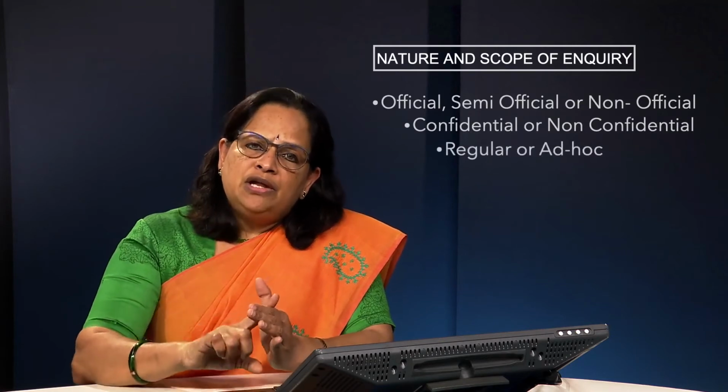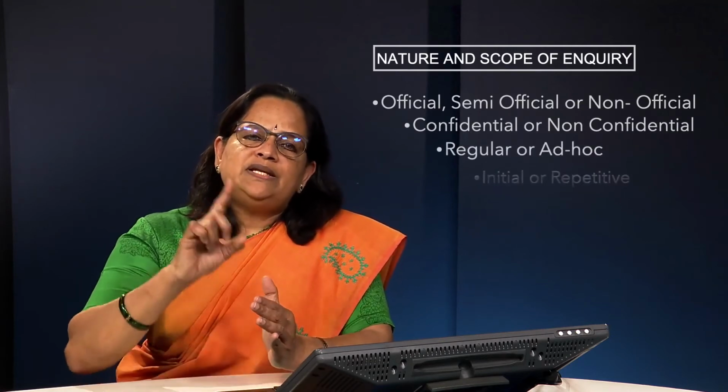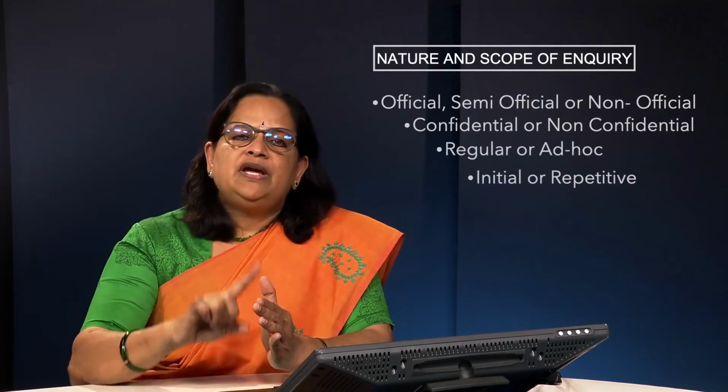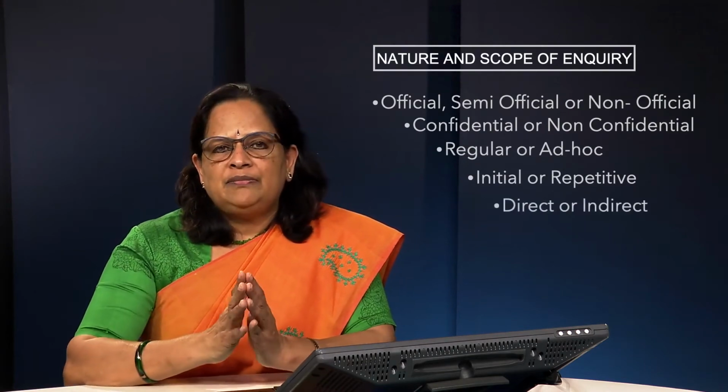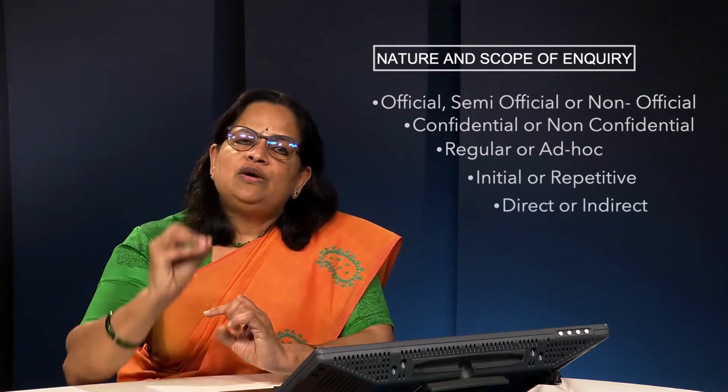Now, nature and scope of enquiry. So there are 5 types of nature and scope of enquiry. We can divide into 5. One is official, semi-official or non-official. Second one is confidential or non-confidential. Next is regular or ad hoc. Then it is initial or repetitive, and direct or indirect. So first one, official, semi-official or non-official.